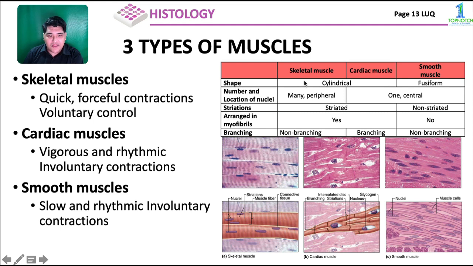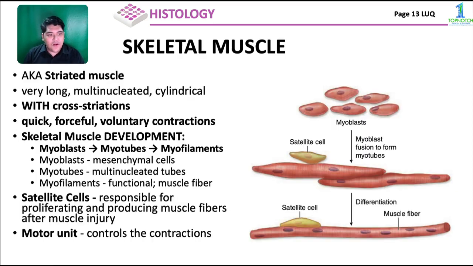Your skeletal and cardiac muscle are more cylindrical. They are cylinder shaped, and their nuclei are on the periphery. As for branching, the only one that branches among all the muscles is your cardiac muscle. Your smooth muscles are fusiform, cigar-shaped. They are non-striated. The two, skeletal and cardiac, are striated, but the smooth has no striation. Okay, so remember that.